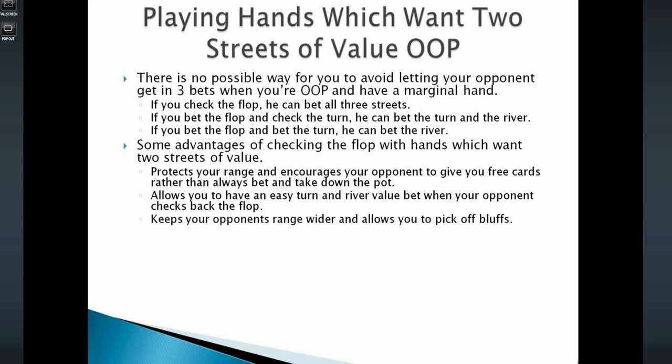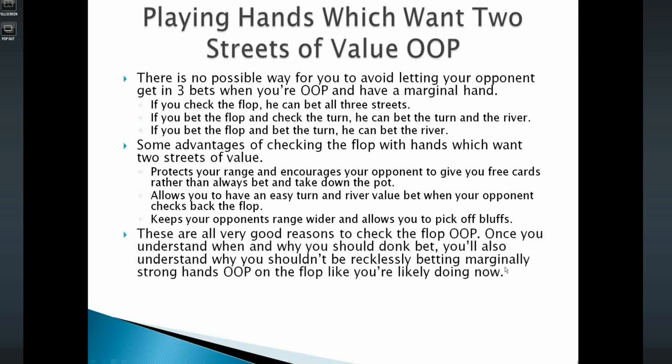Also, it keeps your opponent's range wider and allows you to pick off bluffs. If you start off with betting the flop for about 75%, your opponent's only going to continue 60% of his range. When you start off checking, your opponent's going to have 100% of his range, and he's going to bluff a lot of it. By checking the flop, you keep your opponent's range wider, and if you have a marginally strong, not amazing hand out of position, that's usually going to be what you want to do. These are all very good reasons to check the flop out of position.